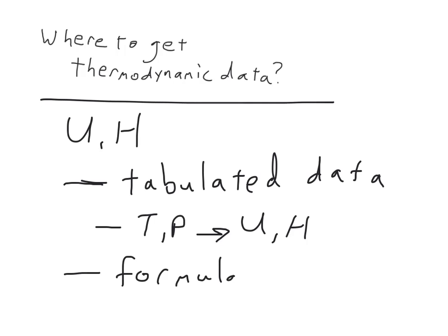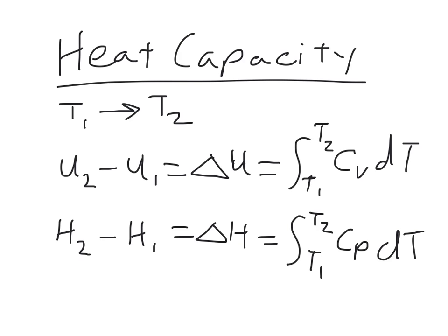Now the formulas often do not tell us what the actual internal energy is at a given state, but they tell us the changes in internal energy or enthalpy from one state to another. One of the most common formulas we'll use is the heat capacity formula. The heat capacity formula tells us how the internal energy or the enthalpy of a system changes by going from one temperature to another.